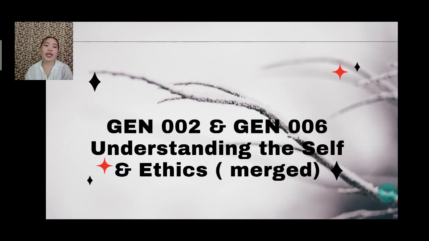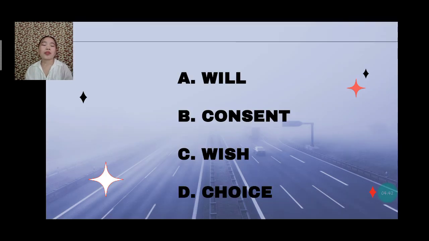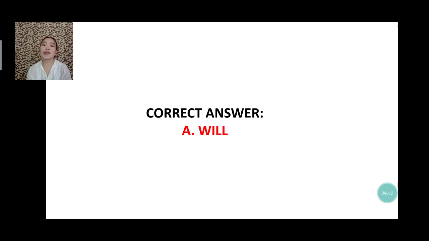Moving on with Gen 2 and Gen 6 Understanding the Self and Ethics, items number 49 and 50. Let's start with number 49. All are elements of elicited acts except letter A, will, letter B, consent, letter C, wish, and letter D, choice. The correct answer is letter A, will.